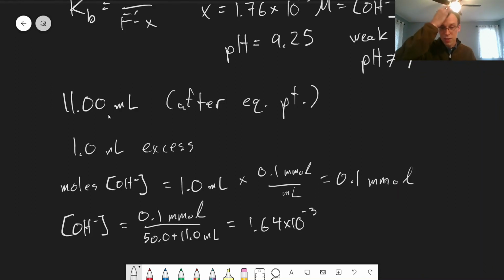Now remember, that's the concentration of hydroxide. Using whatever means you want to do, you can change that to a pH, and we get 11.21. So again, a pretty drastic change in pH, which is what we need to be able to observe the equivalence point.